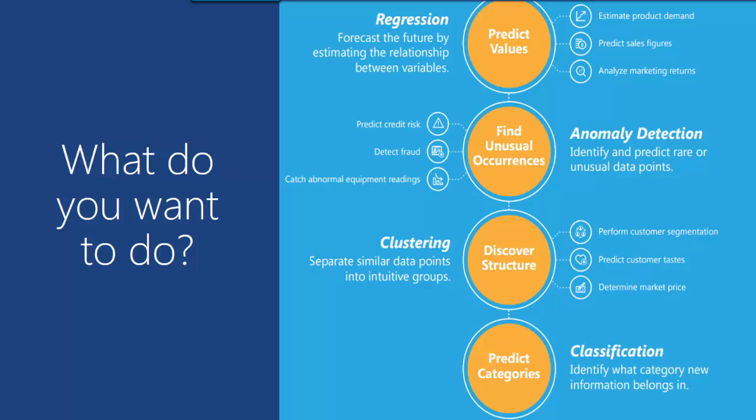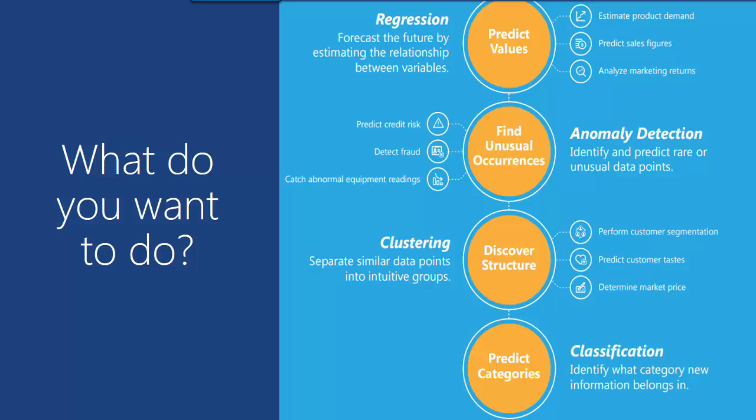The third kind of algorithms is for whenever you want to discover some kind of structure, and you want to use clustering algorithms. You want to use k-means, you want to use Bayesian, and all those different kinds of algorithms whenever you want to perform customer segmentation, predict customer tastes, or determine market prices.